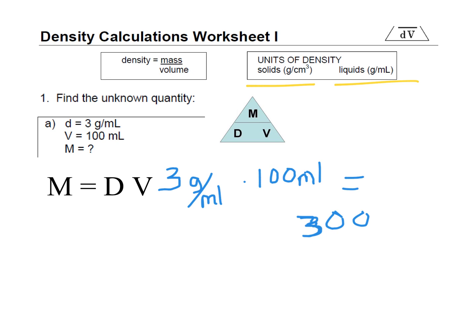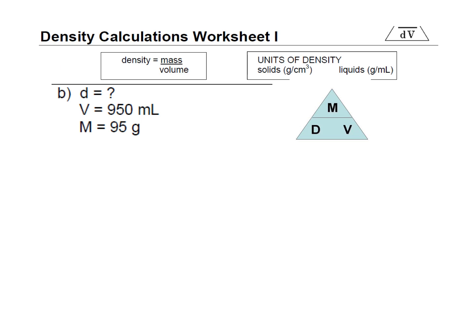So we have 3 times 100 is 300. What happens with our units? Well, milliliter is going to cancel with milliliter, and your answer is going to be in grams, and that's good because we want mass, and mass is in grams. So our answer looks good. We have a unit that makes sense to us. Let's take a look at the next one.